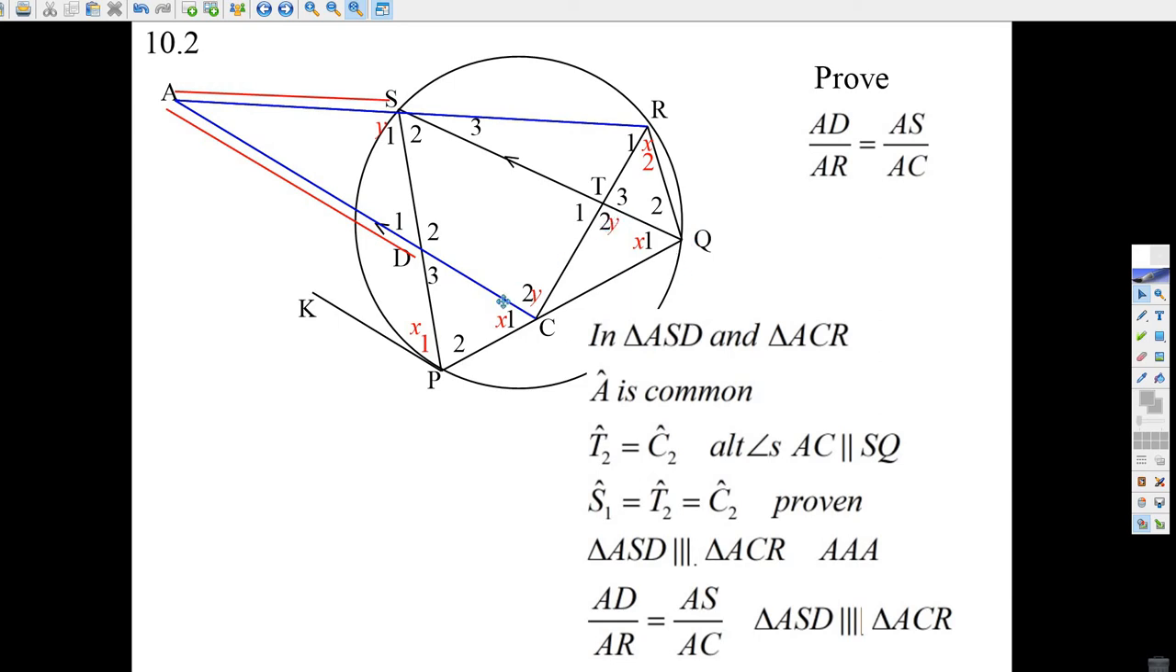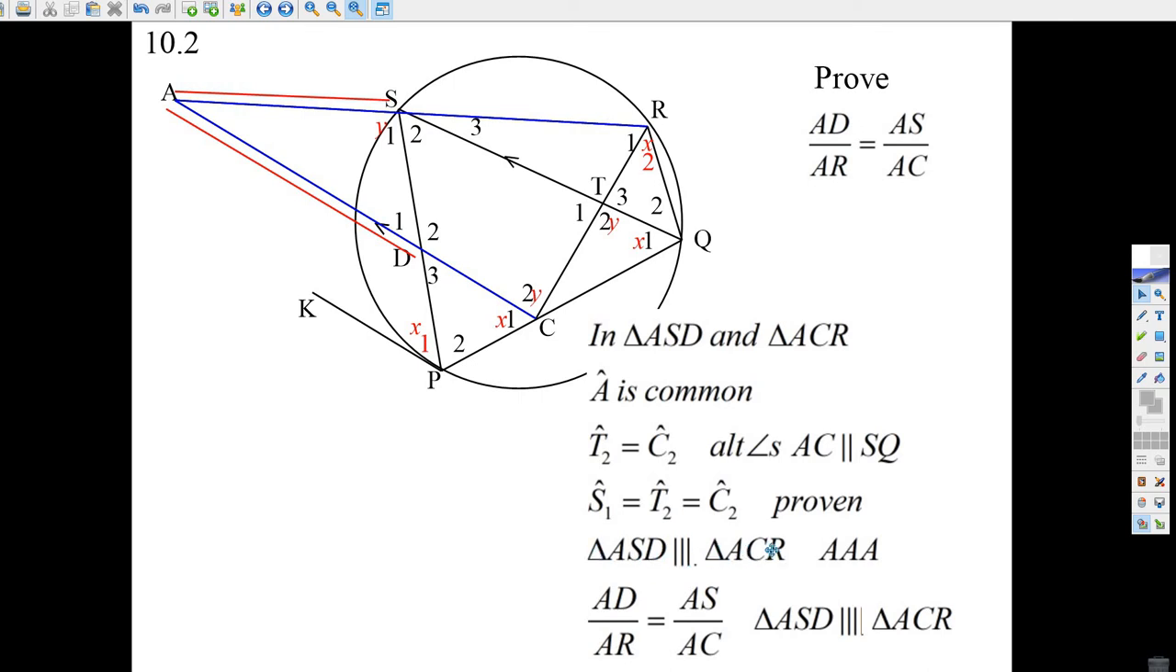Well, if T2 equals C2, and we know that S1 equals T1, then S1 must be equal to C2 because they're all the same. We proved that S1 is equal to T2 before. Now if we've matched up S1 and C2, then we've just proven we've got two angles the same in the little triangle ASD and the big triangle ACR. We have two angles the same, which means, because of the angle sum of a triangle, the three angles must be the same. So triangle ASD is similar to triangle ACR.